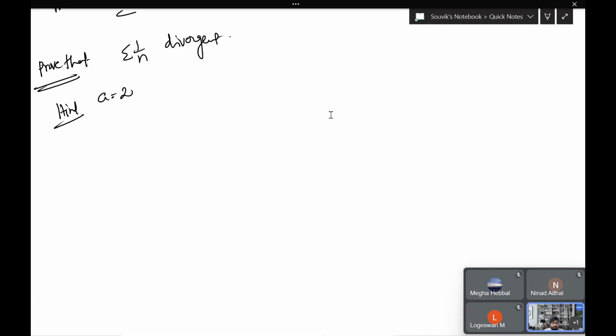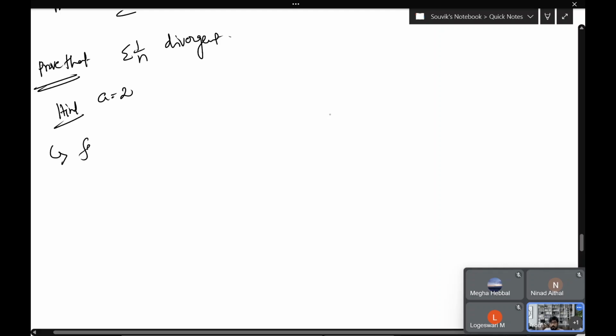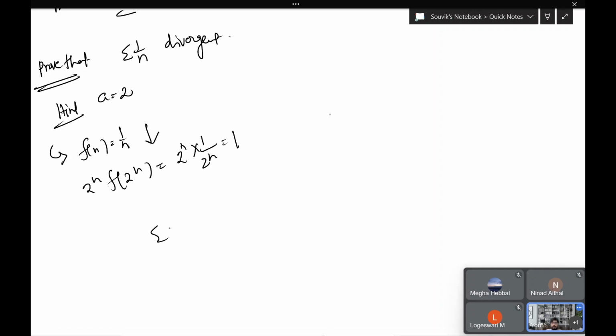Okay. So here fn is equal to 1 by n, and this 1 by n is monotone decreasing. This down arrow means monotone decreasing. Now consider 2 to the power n, f of 2 to the power n. This will be 2 to the power n into 1 by 2 to the power n, which is 1. Now obviously summation 1 is divergent, so the given summation 1 by n is divergent. You understand? Yes, sir.